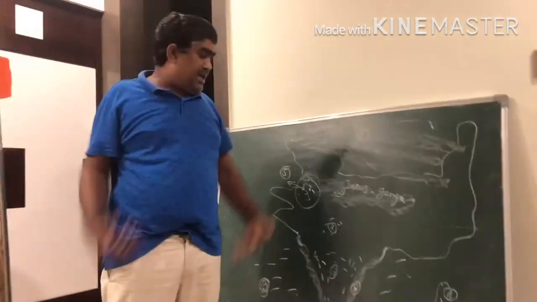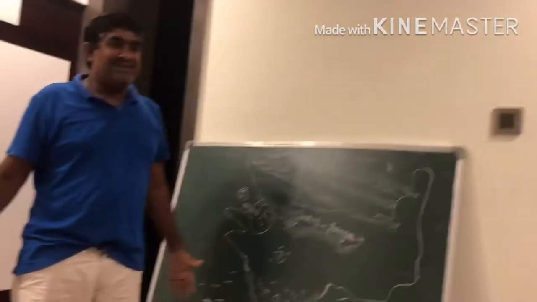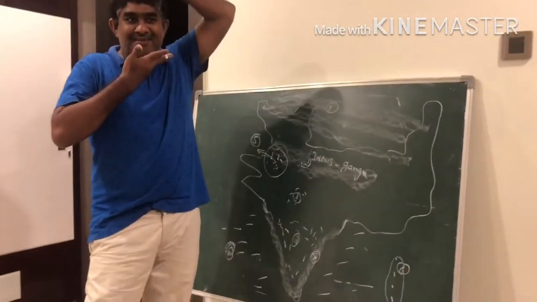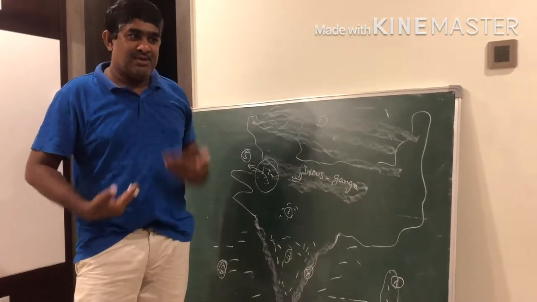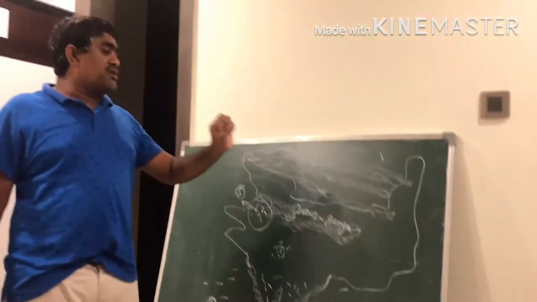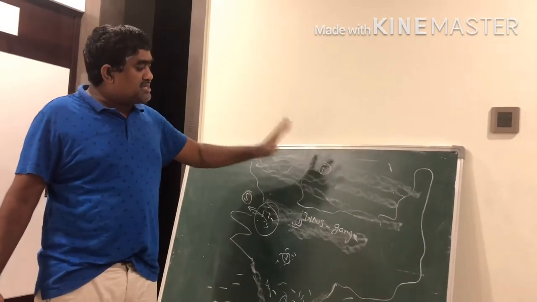Let's say our human body. How is our human body divided? What are the three features of our human body? Head, middle part, legs. Like that, similarly, overall India is geographically divided into six major reliefs.